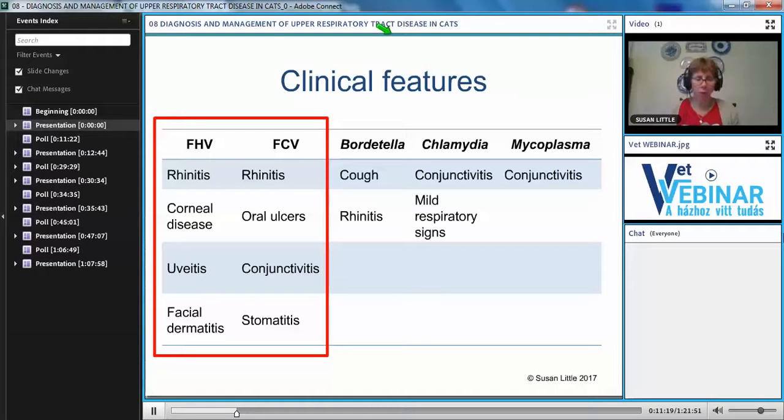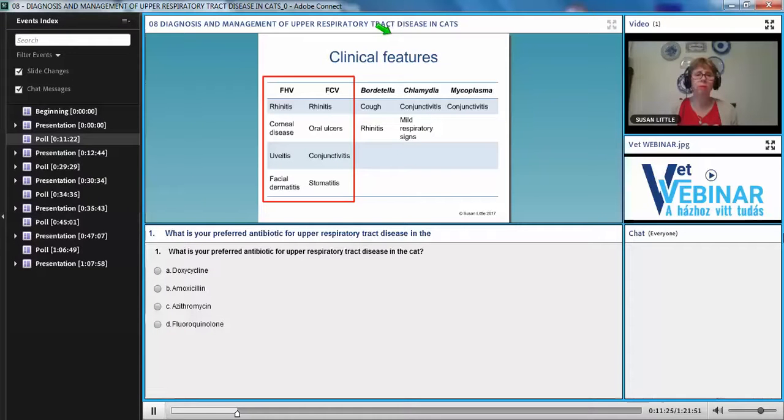Okay, so I'm going to go ahead, before we start talking about the bacterial aspects, and send you the first poll. So let's see if I can get the first poll up and active for you here. What is your preferred antibiotic for your patients with upper respiratory tract disease? If you're going to reach for an antibiotic for a patient, which is the one? I know I only gave you 4 choices, but they're common choices.